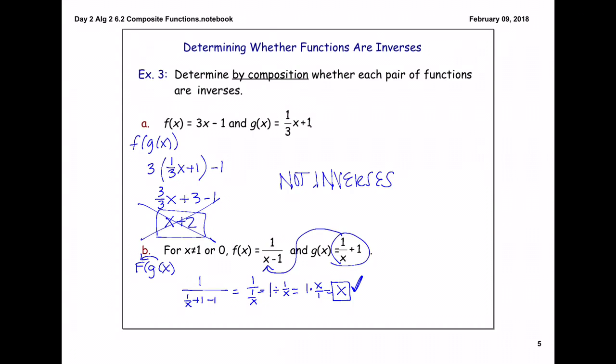And now we need to go the other direction and plug f of x into our g and see if that works. So we need to test g of f of x. So we have 1 over x minus 1 plus 1. So again, if we divide these, we have 1 over 1 times our reciprocal. So we get x minus 1 plus 1, which results in an x. It worked, so these are inverse functions.